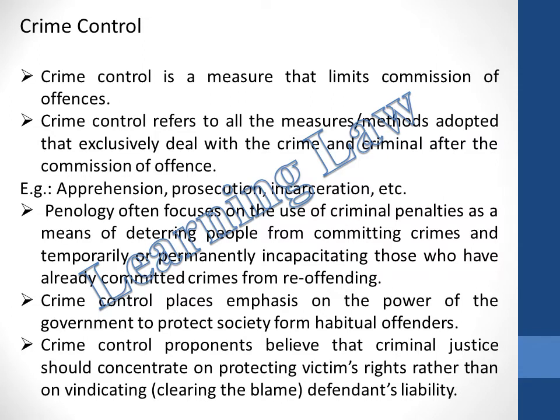Now let's move on to crime control. Crime control is a measure that limits the commission of offences. Crime control limits the offence, whereas crime prevention acts like a prevention and prevents the crime. Crime control refers to all the measures and methods which are adopted and which exclusively deal with crime and the criminal after the commission of the offence. So crime control comes into the picture only after the commission of the offence, whereas crime prevention is there in the first instance itself.